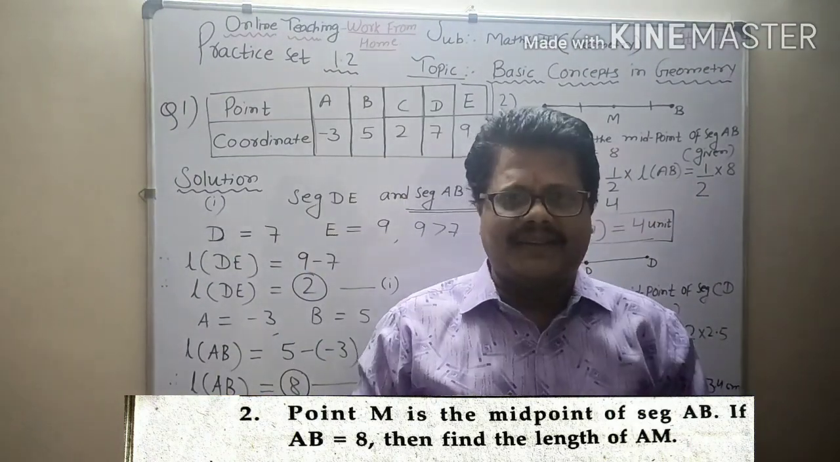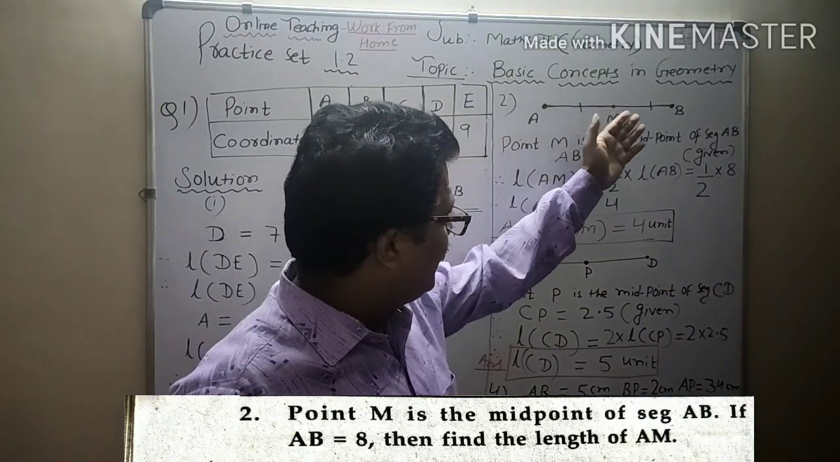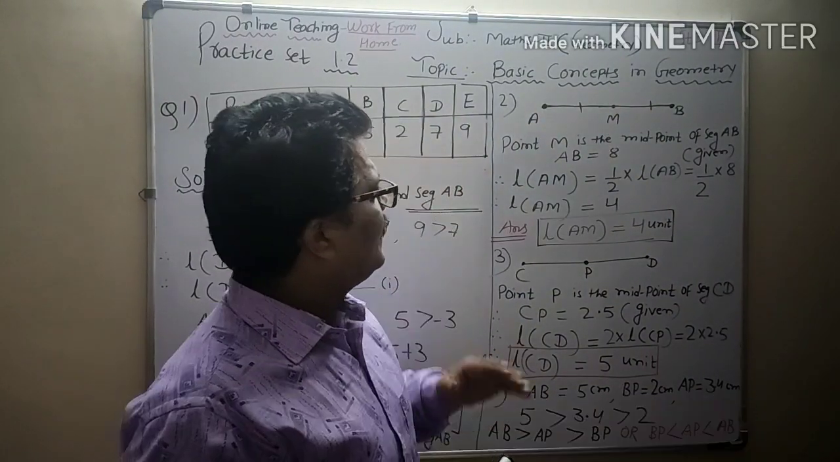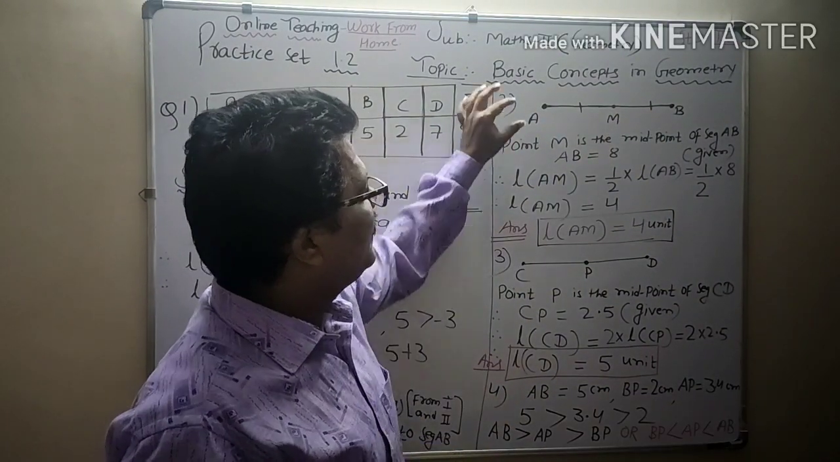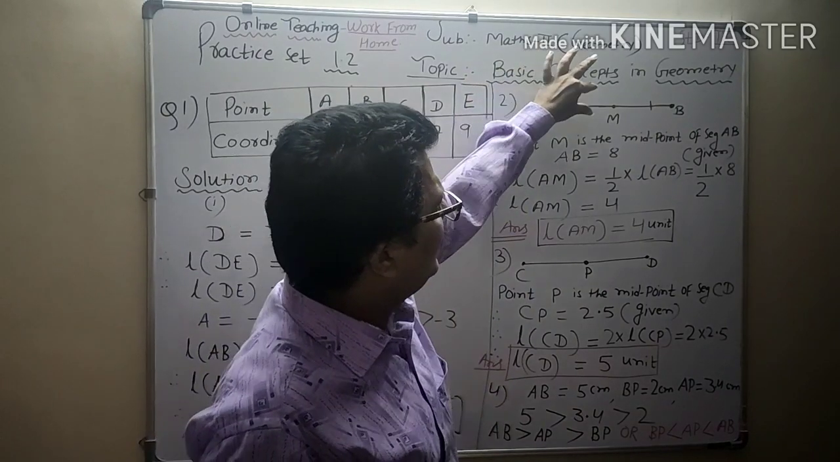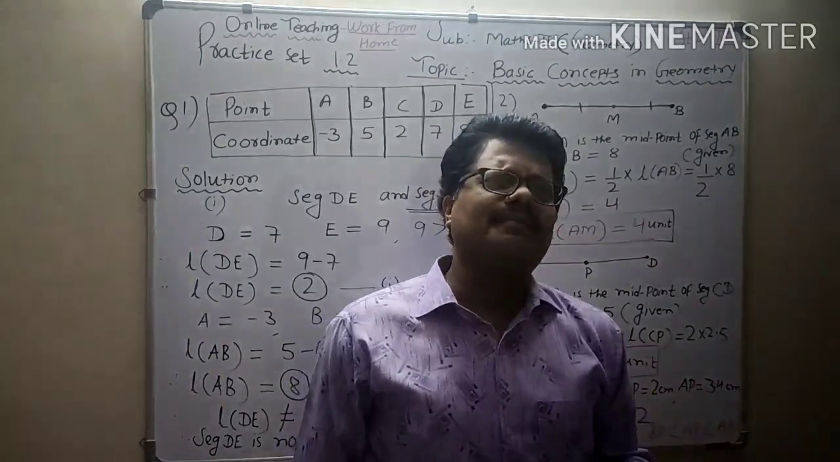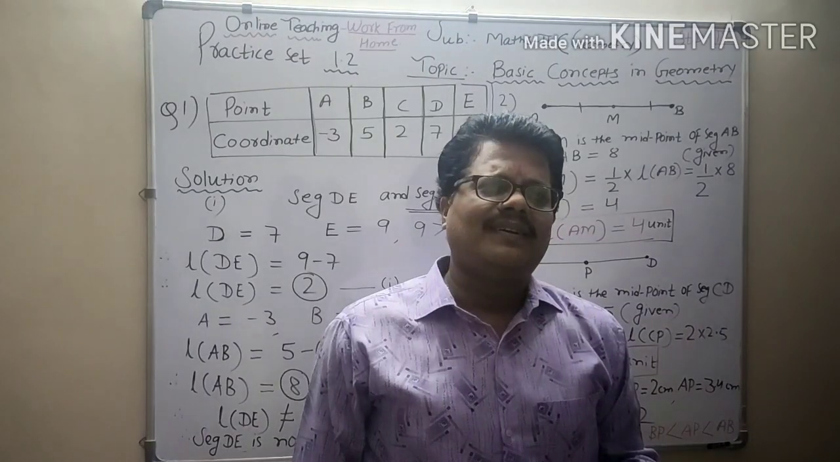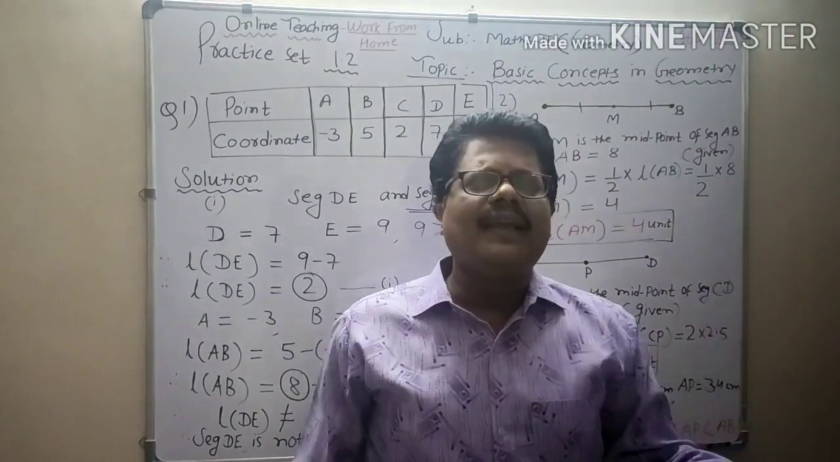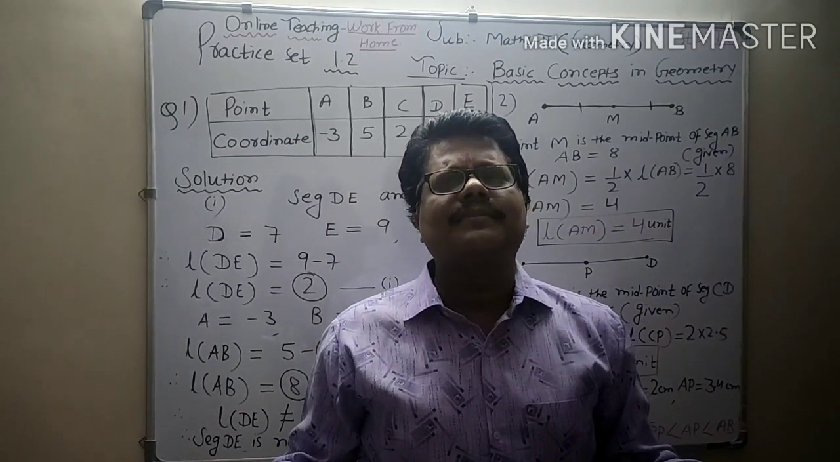In the same manner, segment AB is given 8. M is the midpoint. Then they were asking us find out the length AM. So you can say that yes sir, it's very simple. It's very simple. 8 divided by 2, answer comes as a 4.